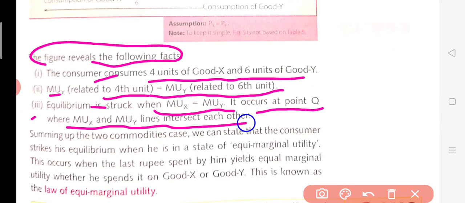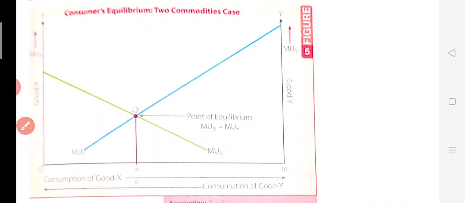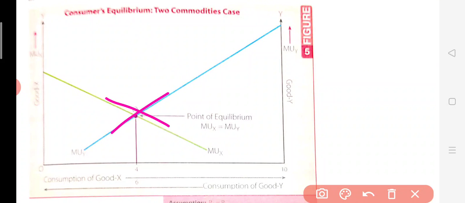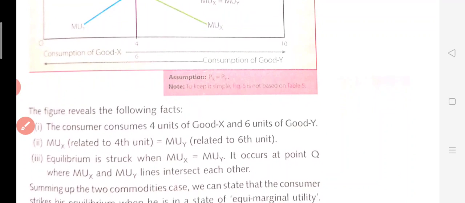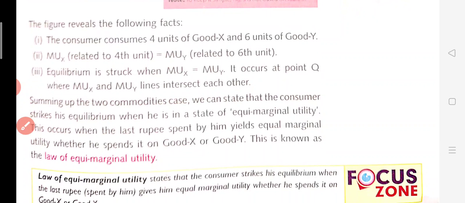This is the figure which reveals the details. Now MUX related to the 4th unit is equal to MUY related to the 6th unit. Here MUX and MUY were equal. The third point: equilibrium is struck when MUX is equal to MUY. It occurs at point Q, where the MUX and MUY lines intersect each other. When both these lines intersect, we say that the consumer is in equilibrium, because that is the point where MUX and MUY become equal.